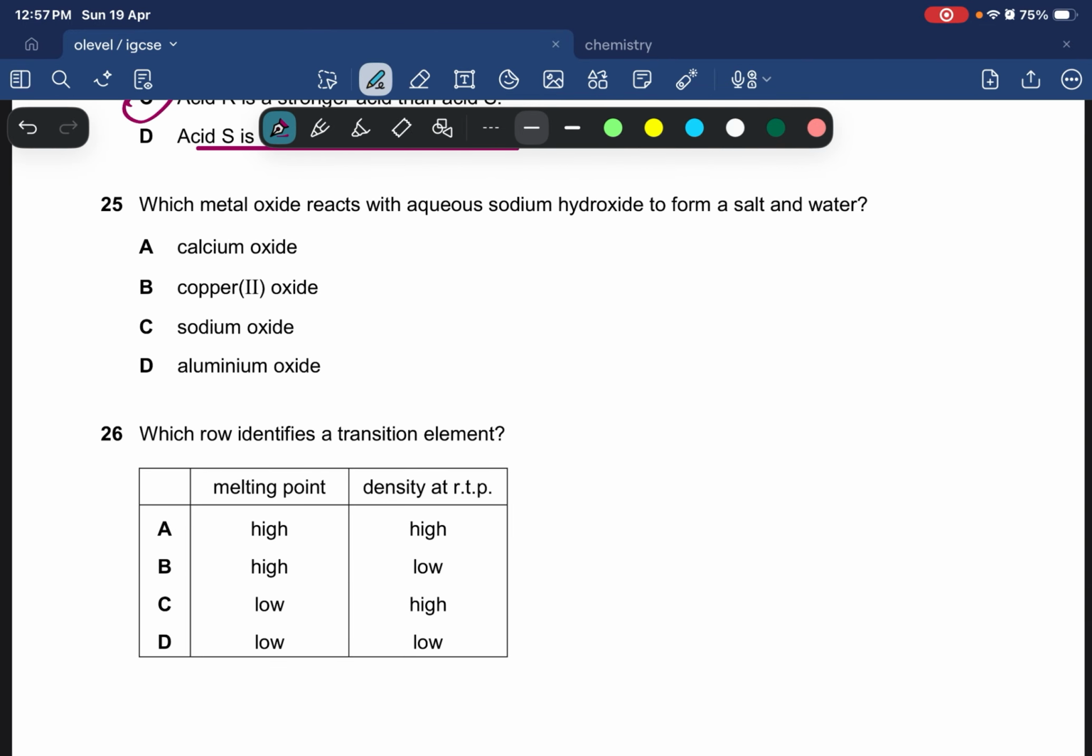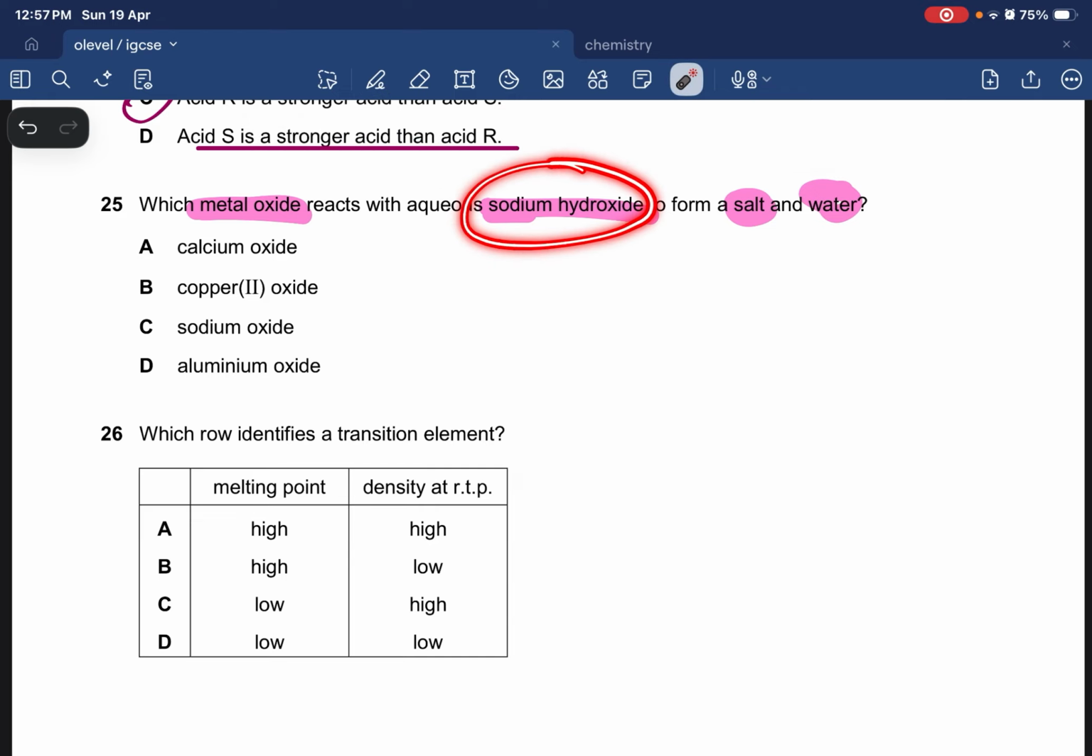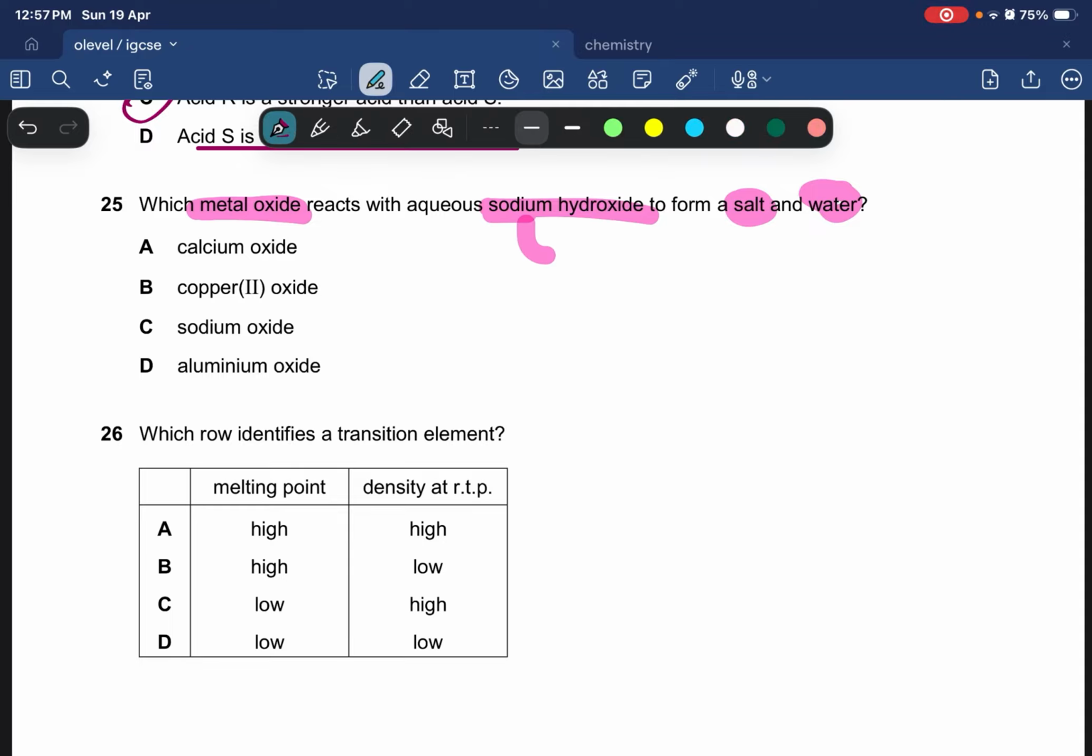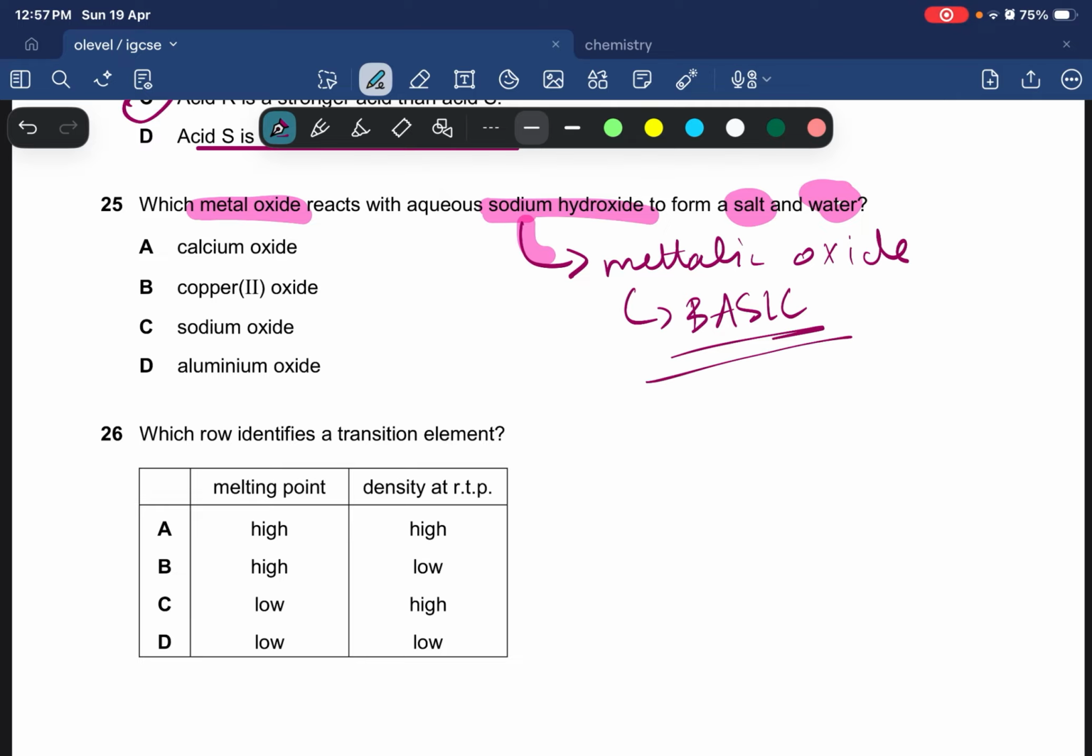Okay, which metal oxide reacts with aqueous sodium hydroxide to form salt and water? Calcium oxide, copper oxide, sodium oxide, aluminum oxide. We need the oxide to react with sodium hydroxide. Calcium oxide is a metallic oxide. If it's a metallic oxide, it's going to be basic. Done?